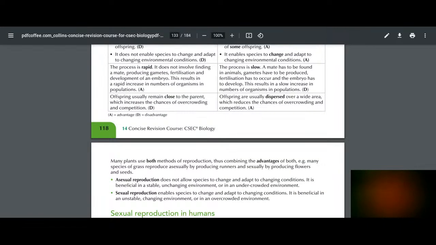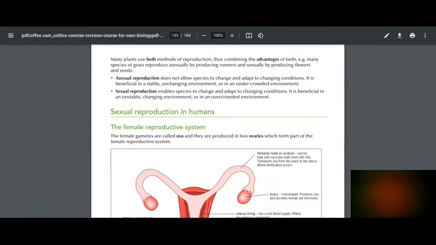Many plants use both methods of reproduction, thus combining the advantages of both. Many species of grass reproduce asexually by producing runners and sexually by producing flowers and seeds.